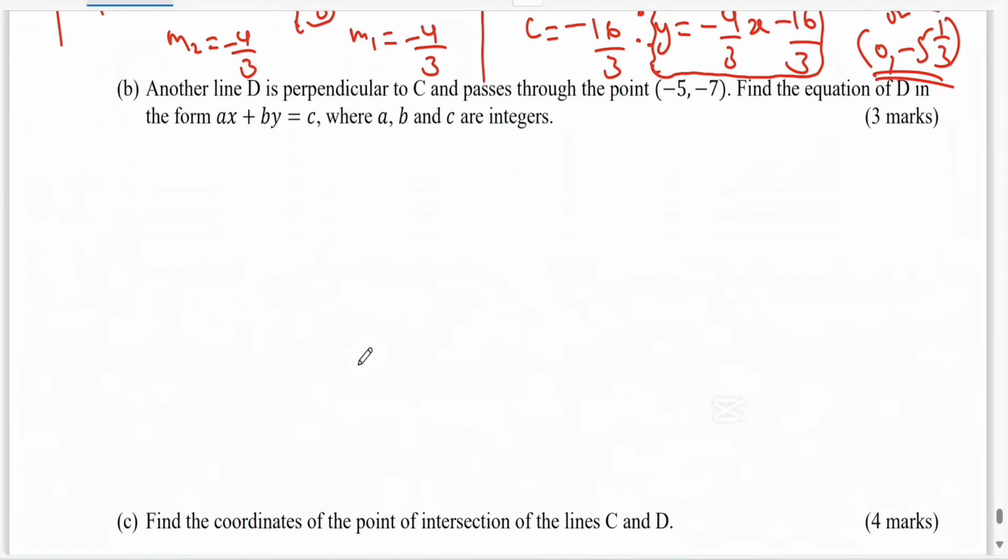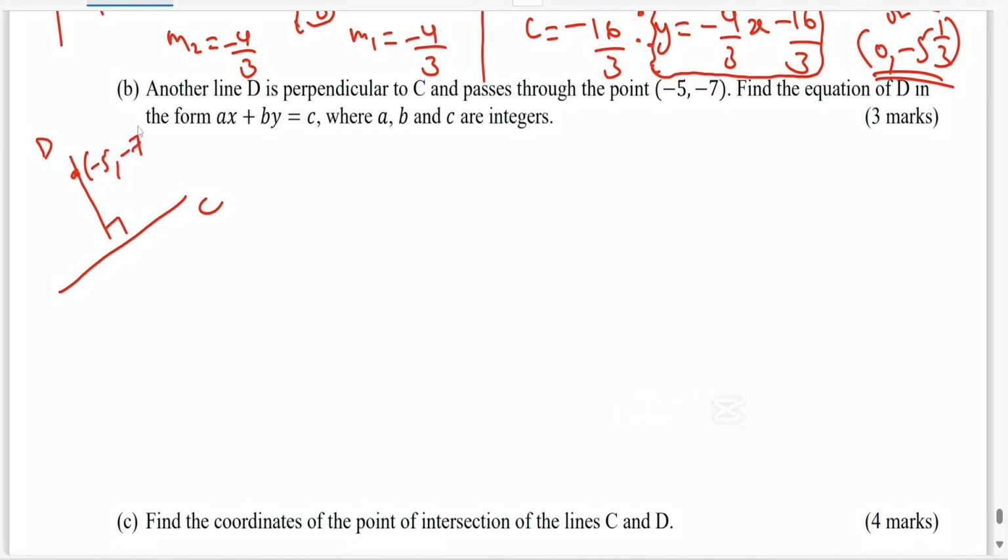Another line D is perpendicular to C. So line C is here, and there's a perpendicular line to line C, which is D. Another line D is perpendicular to C and passes through the point -5, -7.